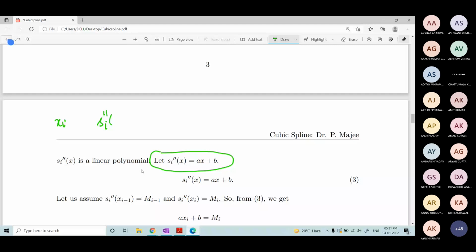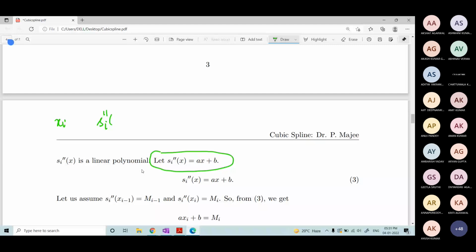So we'll assume that the obtained spline is a natural spline. That means the shape is a straight line at the beginning and at the end. For that, m0 equals 0 equals mn. So now we have n plus 1 equations with n plus 1 unknowns. You can solve it. Okay.